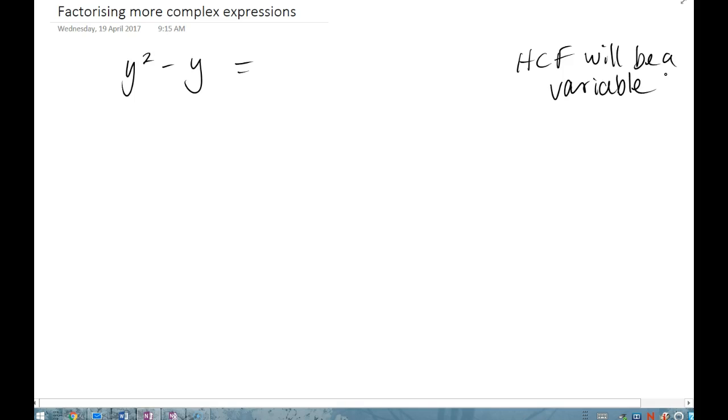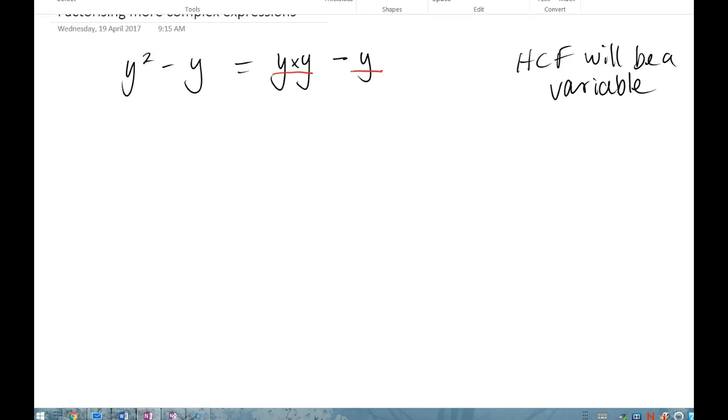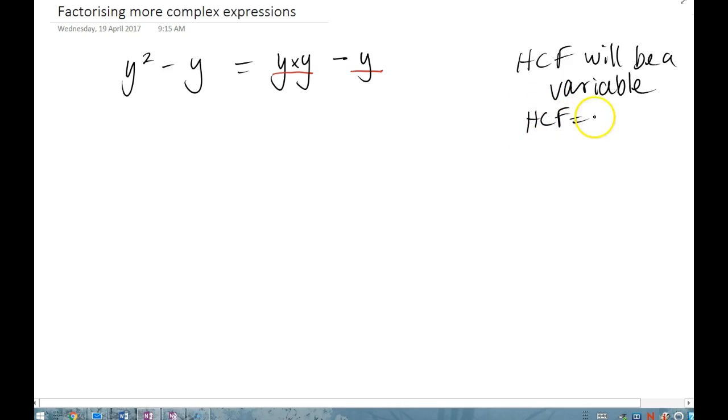I'm going to use the same thinking that we did, but I'm going to write it slightly differently. Remember, y squared means y times y, and then we're taking away y. So when I look at the first term, and then I look at the second term, what is the letter that happens in both terms? The y. So my highest common factor in this case will just be y.